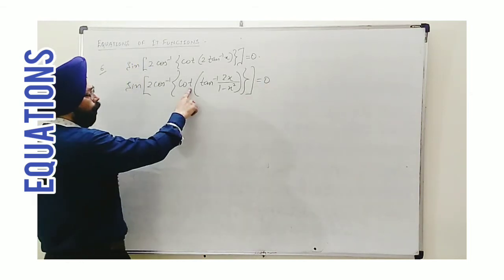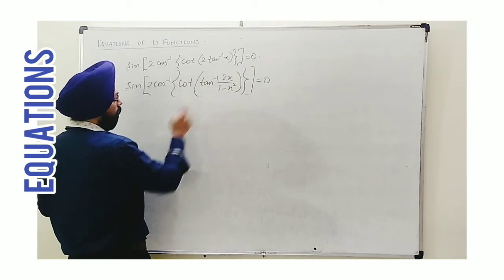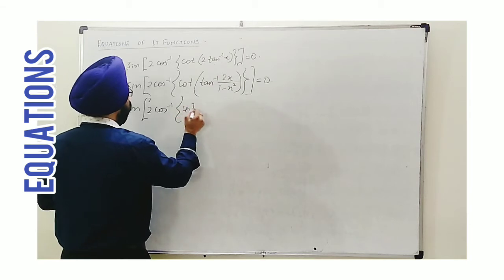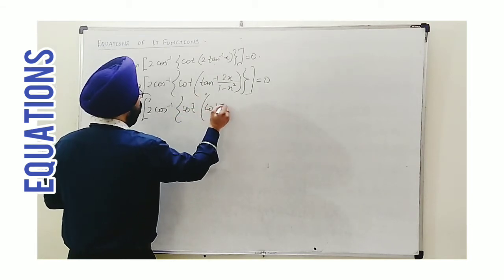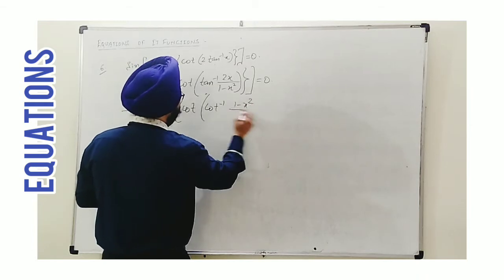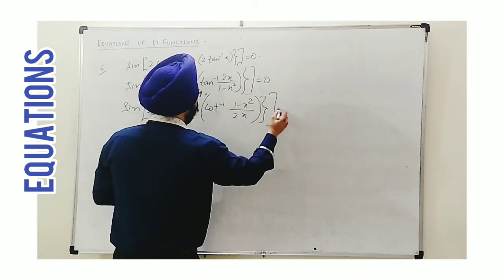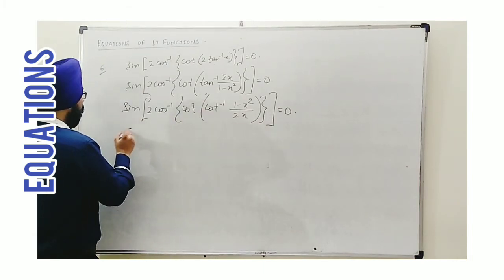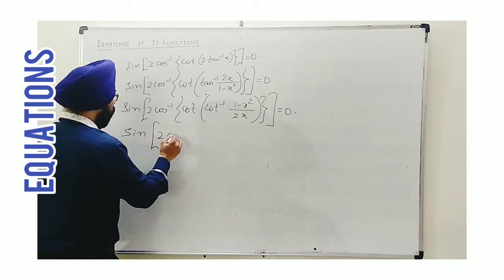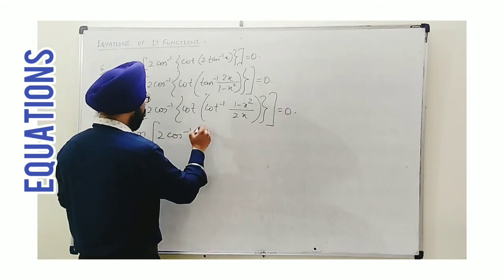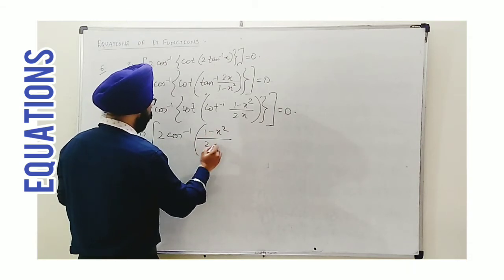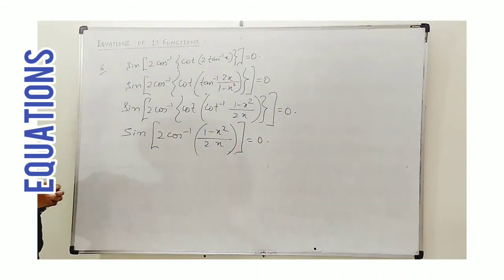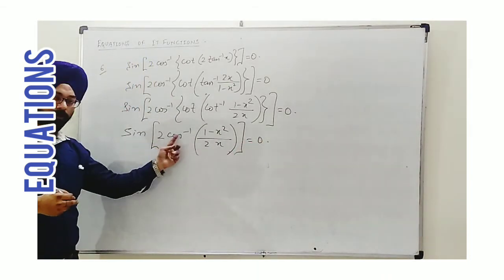But again I say outside it is cot. We need to write this in cot⁻¹. So using the reciprocal identity, we can write cot of cot⁻¹. This will become reciprocal, (1 − x²)/(2x). Now the law of cancellation is applied. These two are cancelled. So we have sin(2 cos⁻¹ of the expression left, (1 − x²)/(2x)) equal to 0. And once again the same situation, sine is given, twice of cos⁻¹.